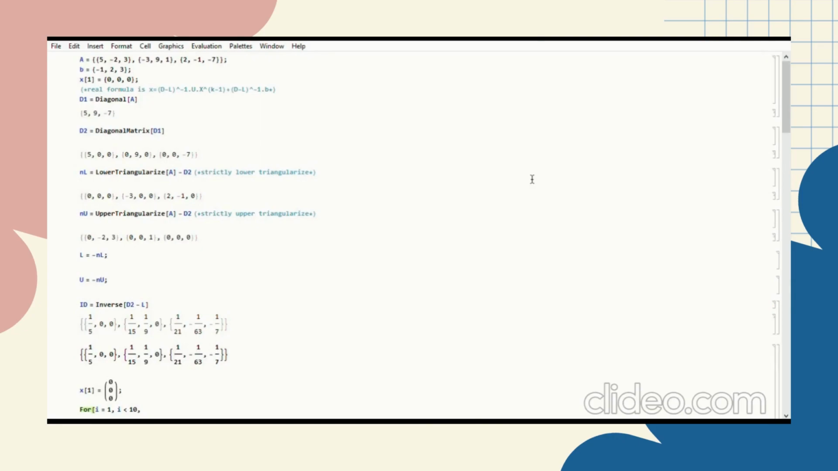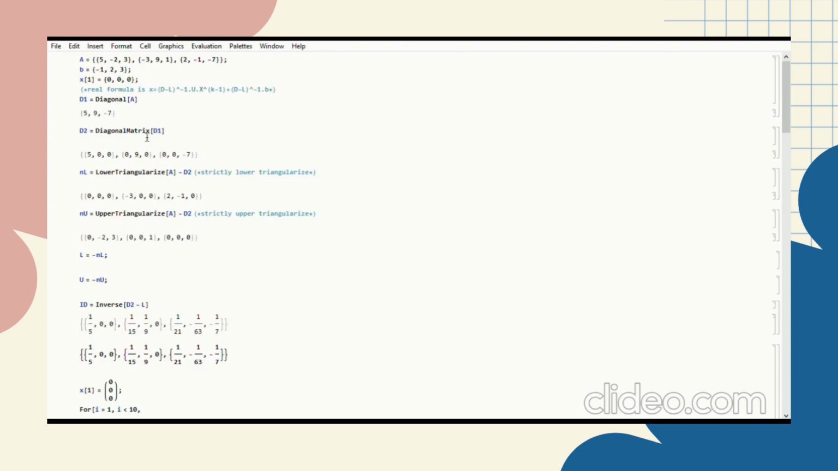Hello everyone, so let's take a look at my Gauss-Seidel coding. As we know, Gauss-Seidel can solve the linear and square matrix. Now we have A matrix, which is 3 by 3, a square matrix. We have 5, -2, 3, -3, 9, 1, and the third row is 2, -1, and -7. For the B, we have -1, 2, 3. And for the initial X, we have 0, 0, 0.